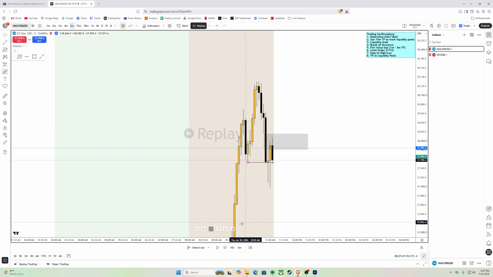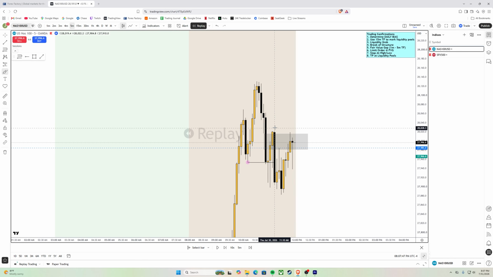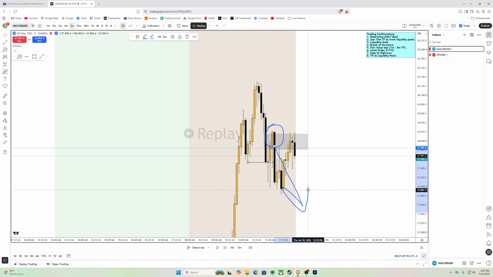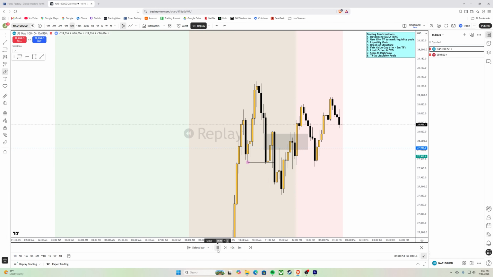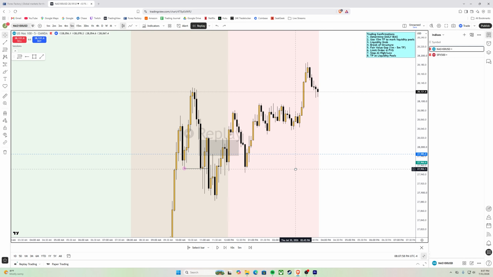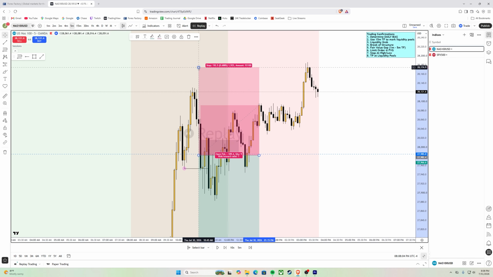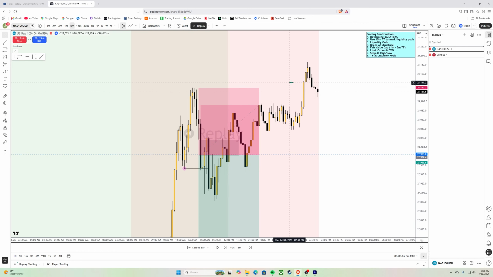Long story short, it would have resulted in a loss. You see price taps it, price moves down a little bit, price taps the fair value gap again, but then price eventually goes in the opposite direction, and it would have resulted in a loss, obviously, because you would have shorted right here, stop loss above the high, and then you would have been taken out, right?